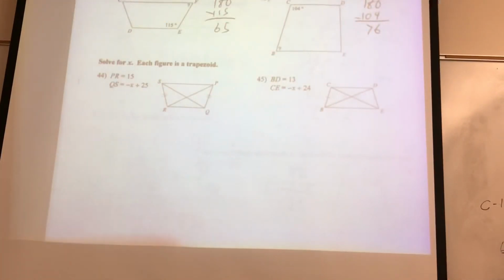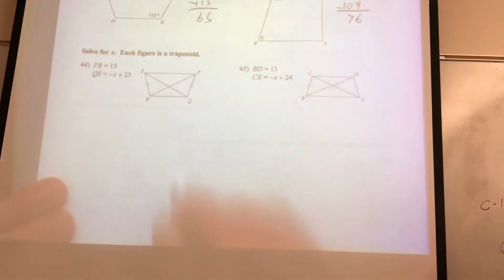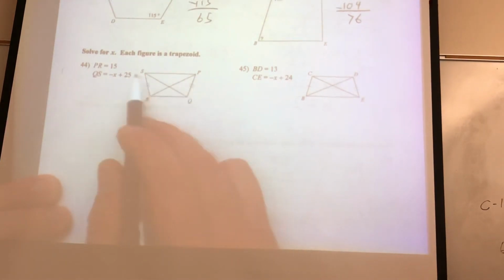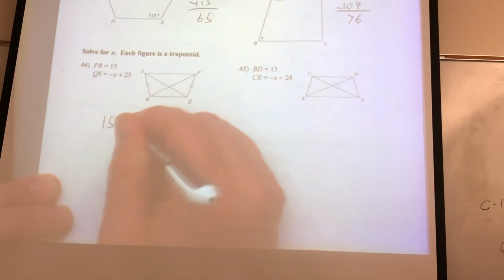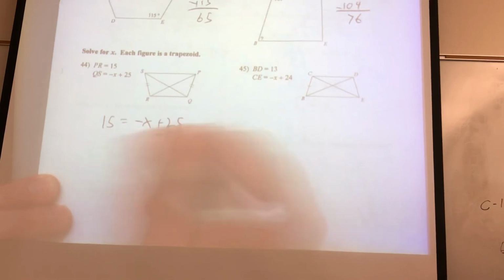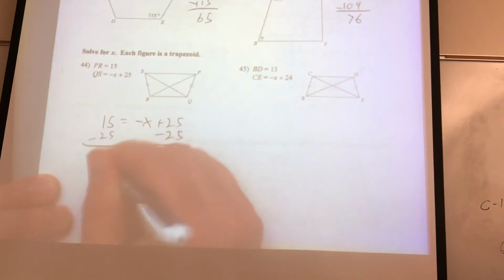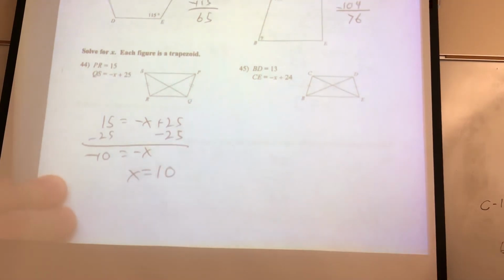If we do have an isosceles trapezoid, the diagonals are going to be equal. So the PR and the QS are going to be equal to one another. That's 15 equals negative x plus 25. We subtract 25. That's negative 10 is equal to a negative x. So x is 10. Same thing is going to happen for the other one.